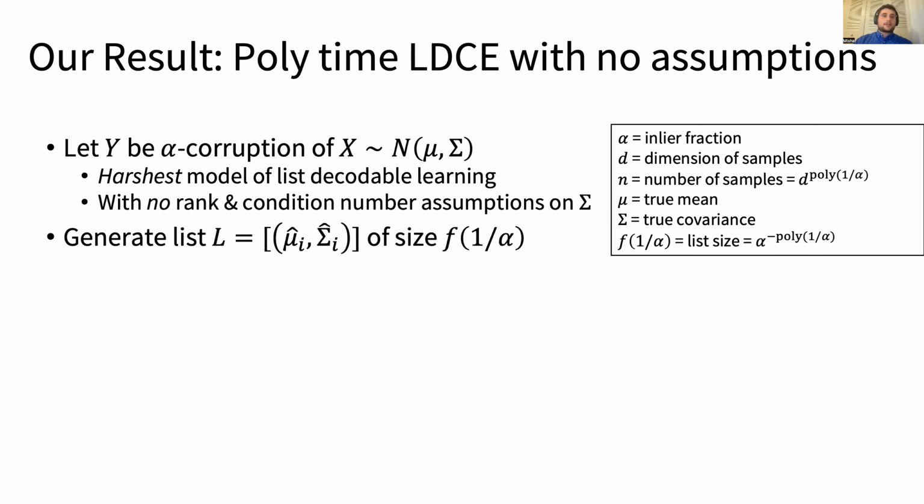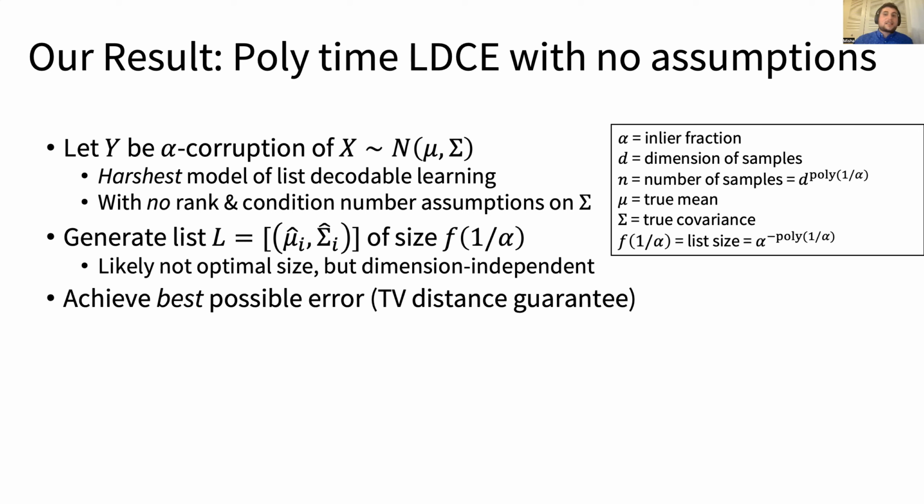Then we ask to generate a list of size f of 1 over alpha. In other words, as we wanted before, we wanted a dimension independent sized list. In other words, we only want it to depend on alpha, no dependence on d. It's not the optimal size necessarily. So our function is not exactly order 1 over alpha, but it is still dimension independent, which is one of the best things we can hope for.